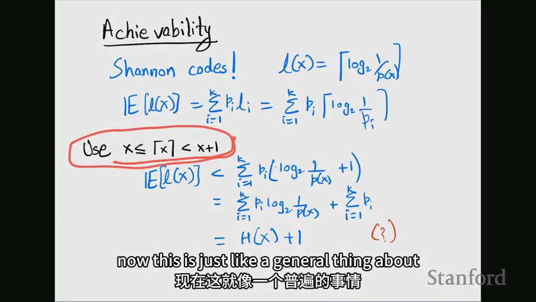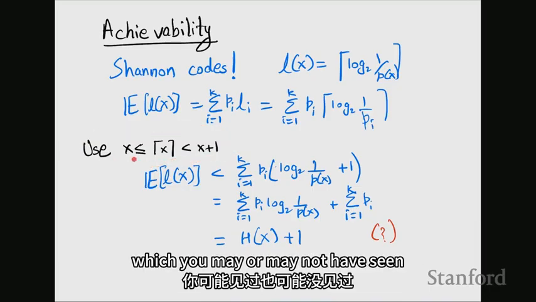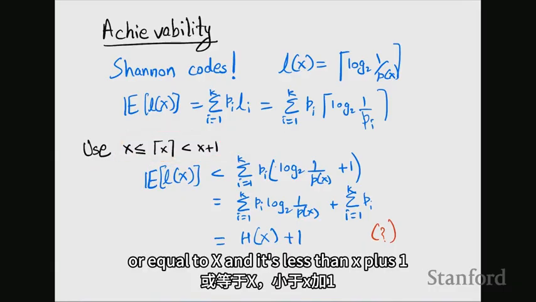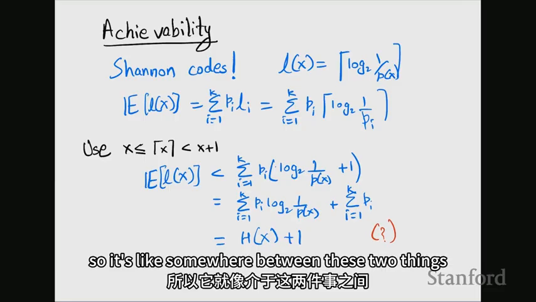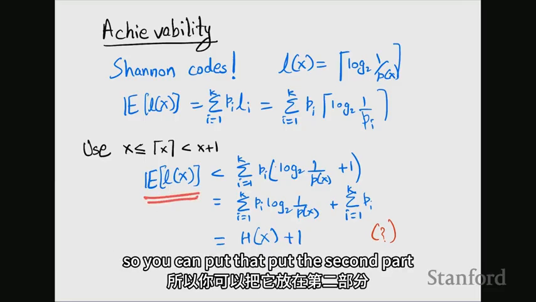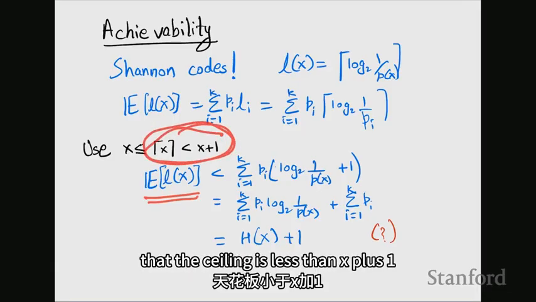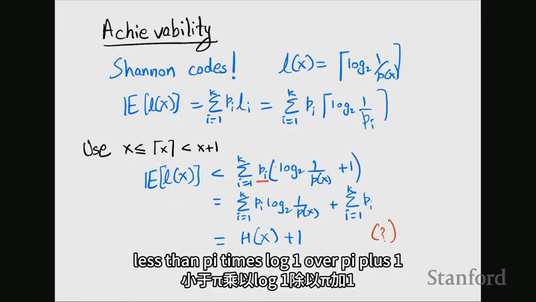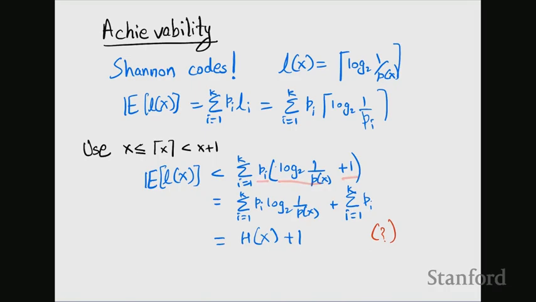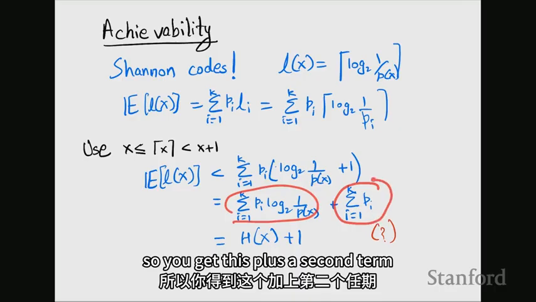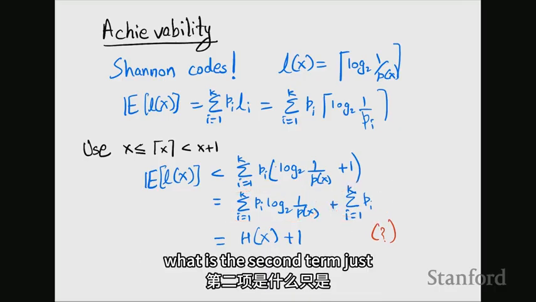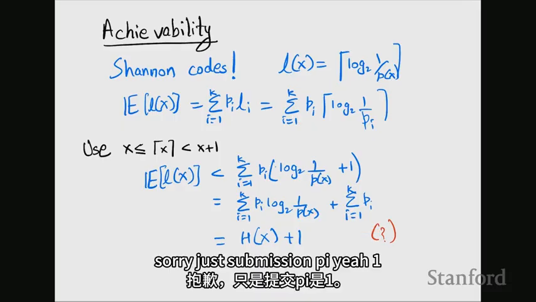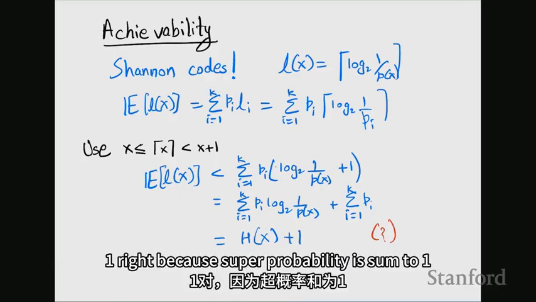Now this is just a general thing about ceiling functions, which you may or may not have seen: the ceiling function of x is bigger than or equal to x, and it's less than x plus 1. So it's somewhere between these two things. We just need the second part, that the ceiling is less than x plus 1. So you get that the expected length is less than the summation of pi times log 1 over pi, plus a second term. What is the second term? The summation of pi, which is 1, because the probabilities sum to 1.